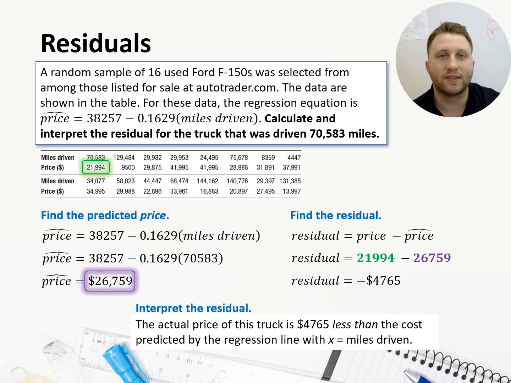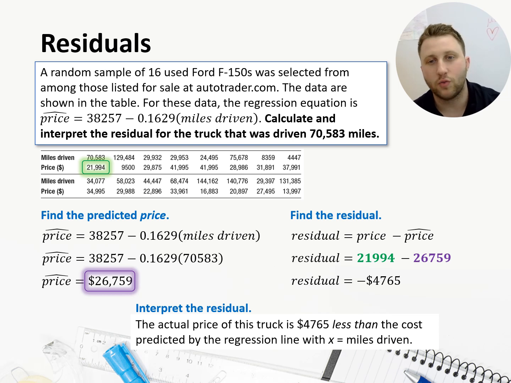So in this case, it's asking us to calculate and interpret the residual for the truck that was driven 70,583 miles. And again, we just want to do actual minus predicted. So to do actual, we just look in the table. We can see that the actual price was $21,994. But what would be the predicted value? And of course, this is not extrapolation, so we can just plug that mileage into our regression equation. We get a predicted price of $26,759.